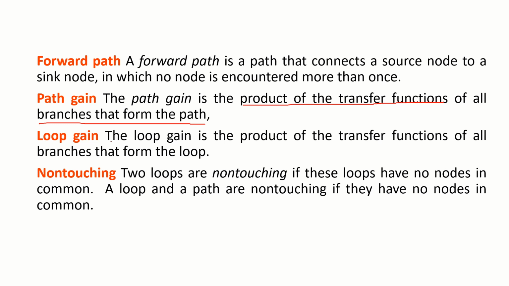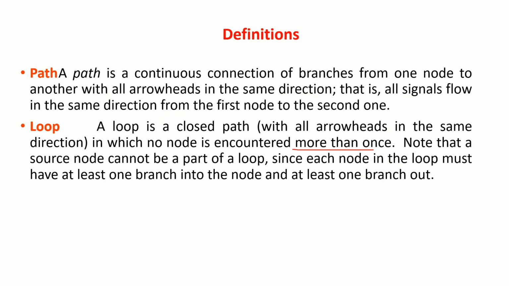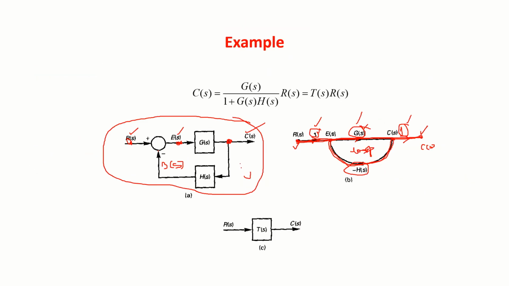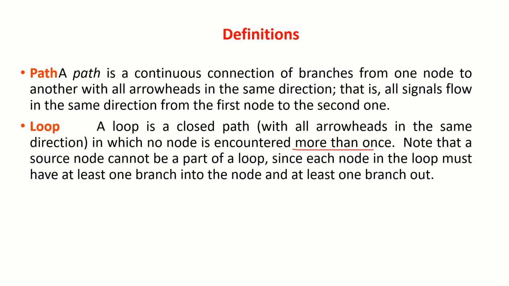Loop gain is the product of the transfer function of all the branches that form the loop. Again, go back to this. So this is the loop. Start here. G of S times minus H of S. That is the loop gain. Correct.